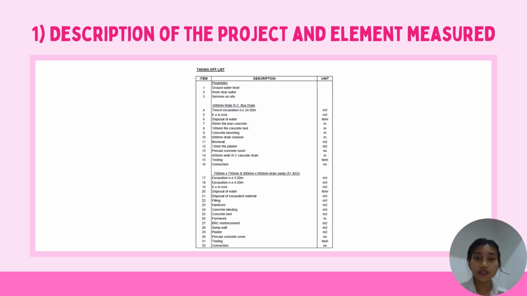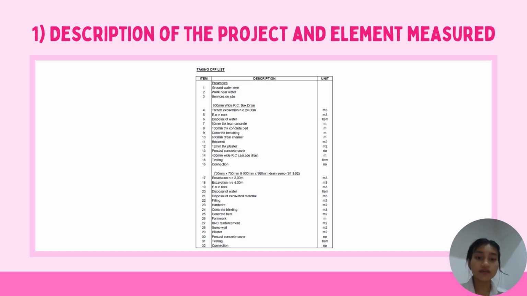After that, we are going to take off the 600 mm wide RC box drain, where the first things to take off are the excavation in trench not exceeding 2 meter, and also extra over in rock. Both of them are in meter cube.